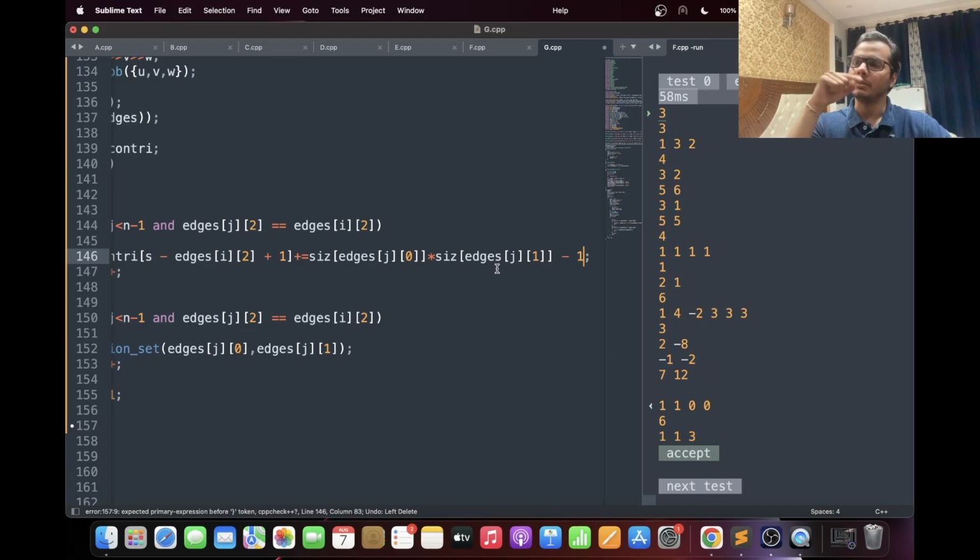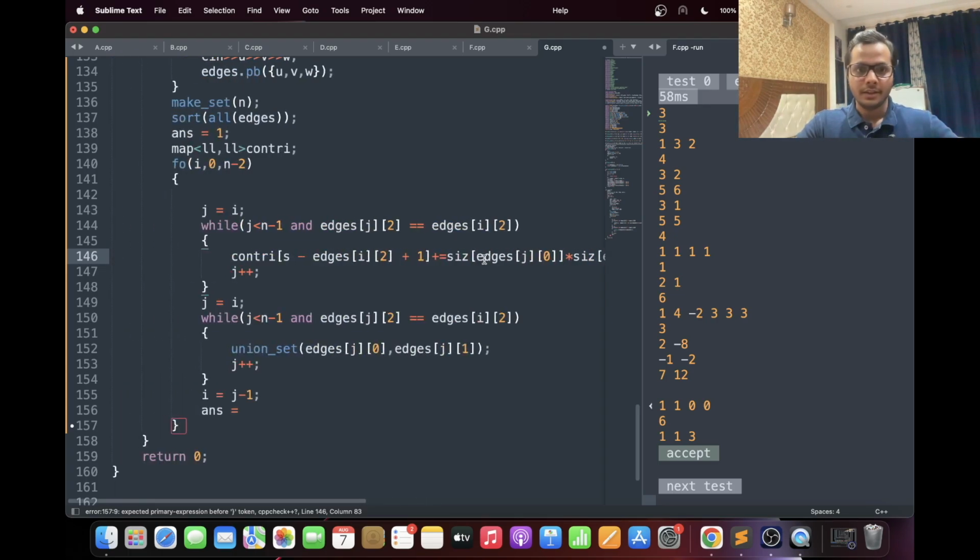But some of them may already have edges. Now how to deal with that? Oh, that won't happen. Obviously that won't happen. We are dealing with a tree. Yeah, so that wouldn't happen, obviously.